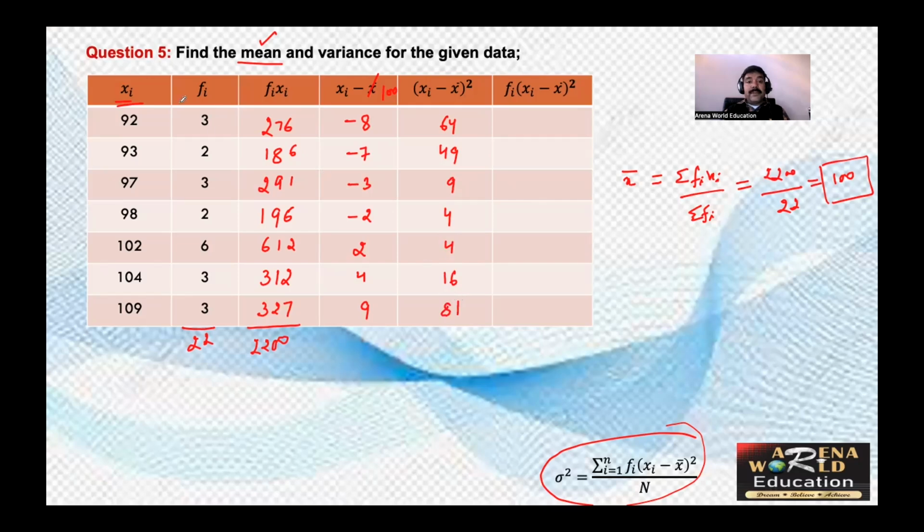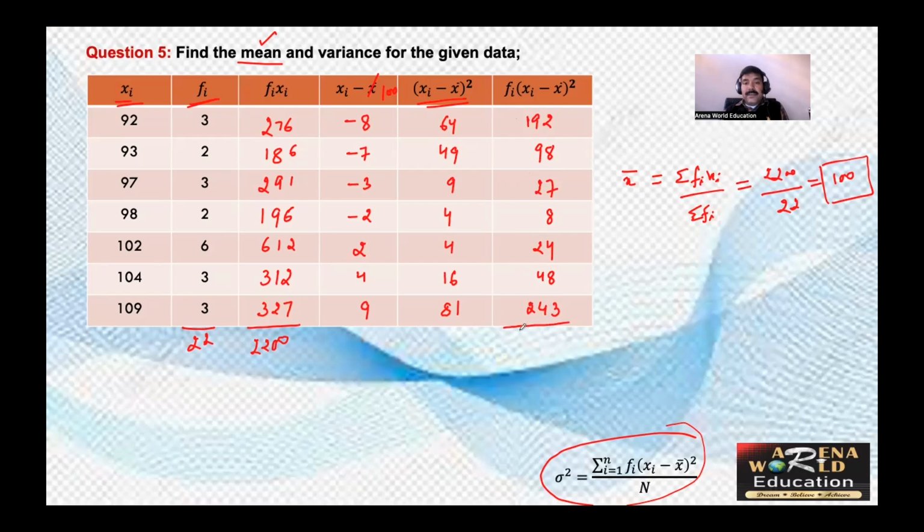Now what is the next step? We will multiply each fi with xi minus x bar whole square, right? So now 3 into 64, yes, this is equal to 192. 2 into 49, this will be equal to 98. 3 into 9, yes, this is 27. 2 into 4, this is 8. 6 into 4, 24. 3 into 16, yes, this will be 48. Then 3 into 81, yes, this will be 243.